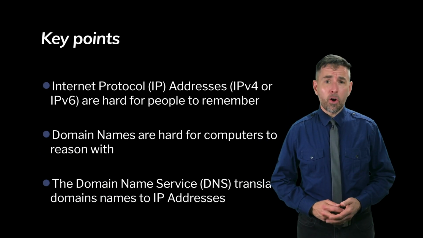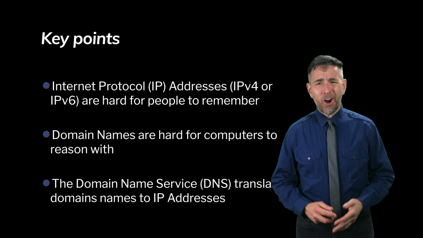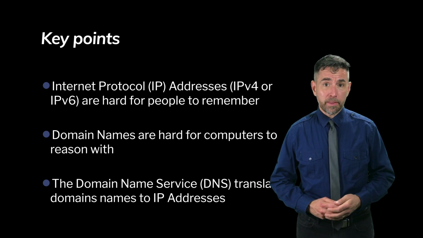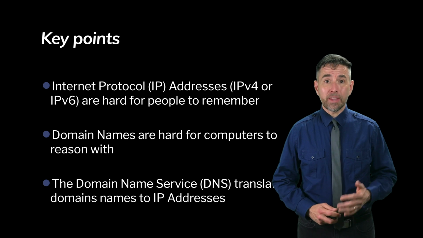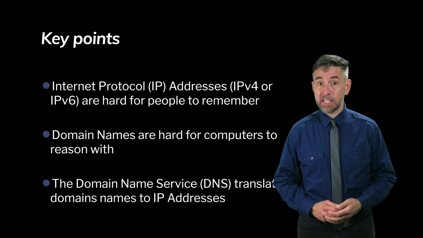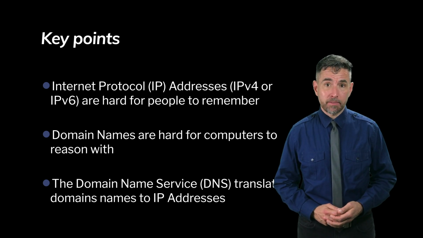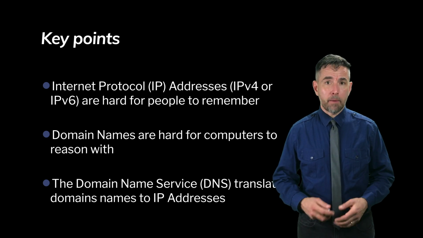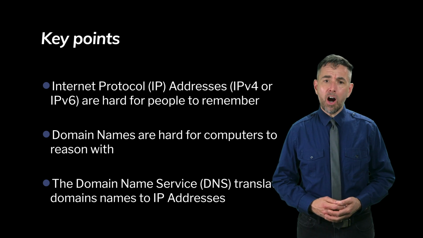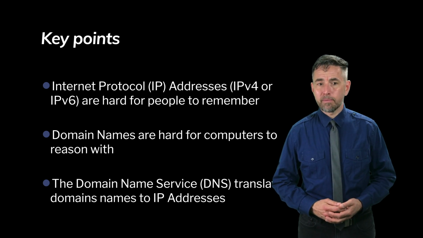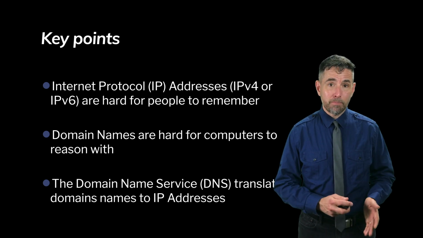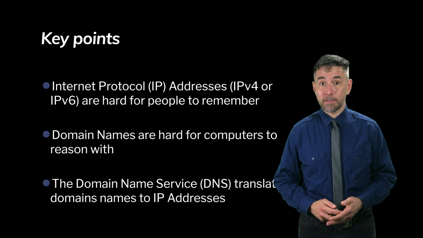IP addresses, or Internet Protocol addresses, are hard for people to remember, whether that's the 4 numbers associated with an IPv4 address or the 8 hexadecimal numbers associated with an IPv6 address. On the other hand, domain names like Amazon.com and Microsoft.com are hard for computers to reason with. What the Domain Name Service, or DNS, does is it translates domain names to IP addresses.